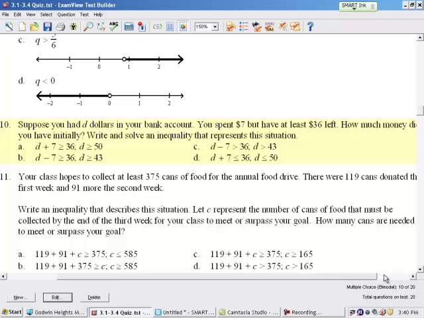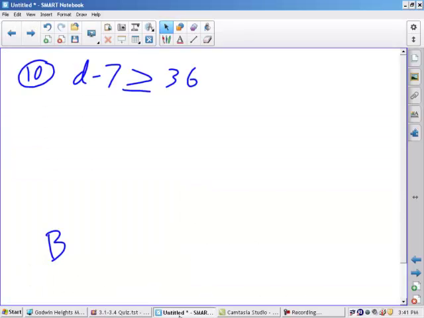You spent $7 but have at least $36 left. How much money did you have initially? Write and solve an inequality that represents the situation. So for number 10, I started with D dollars, and I spent $7. That's where you have that -7. But I have at least $36. When you think at least, it means greater than that value or equal to. That means at least, and that's the $36.